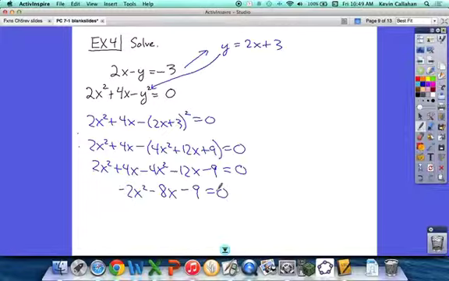Okay, it's a quadratic. I'm going to change this by multiplying both sides by negative 1. This is going to be 2x squared plus 8x plus 9 equals 0. We all right with that? Correct me if I made a mistake there, because I might have. 2 times 3 times 2. I think that's right.